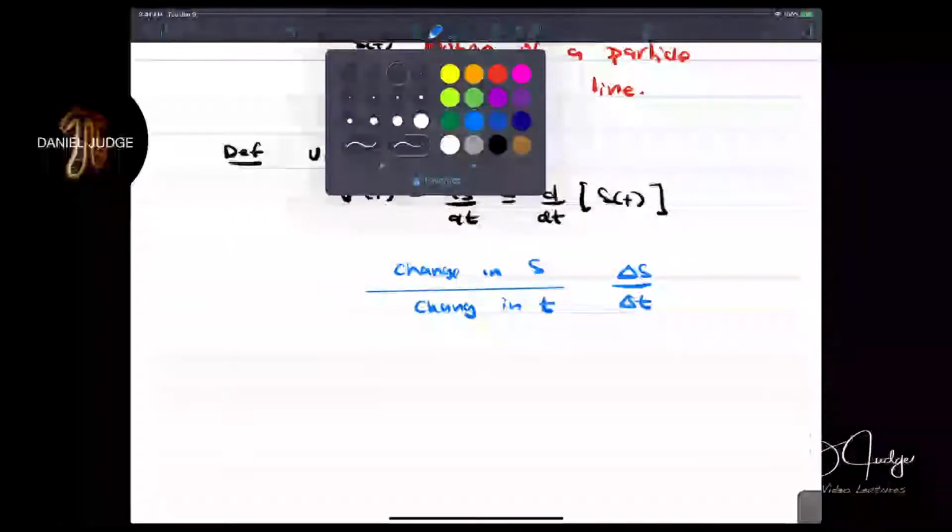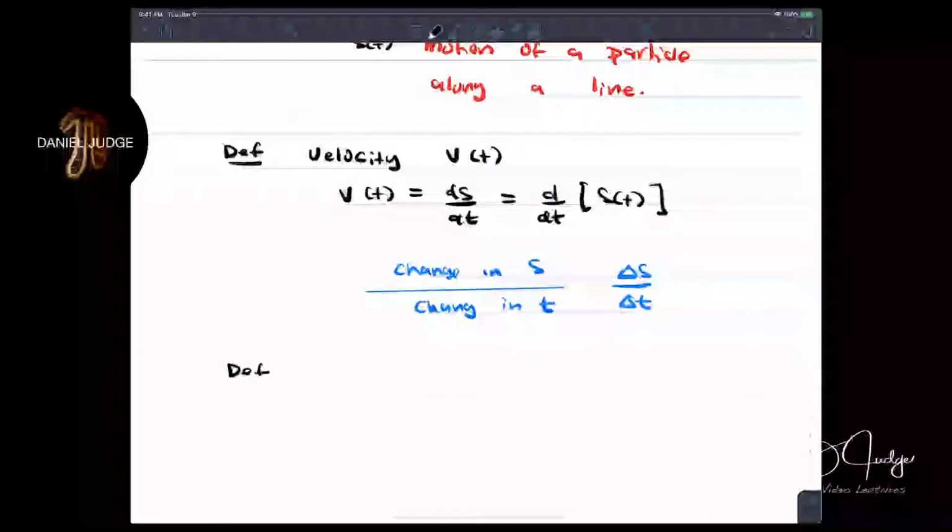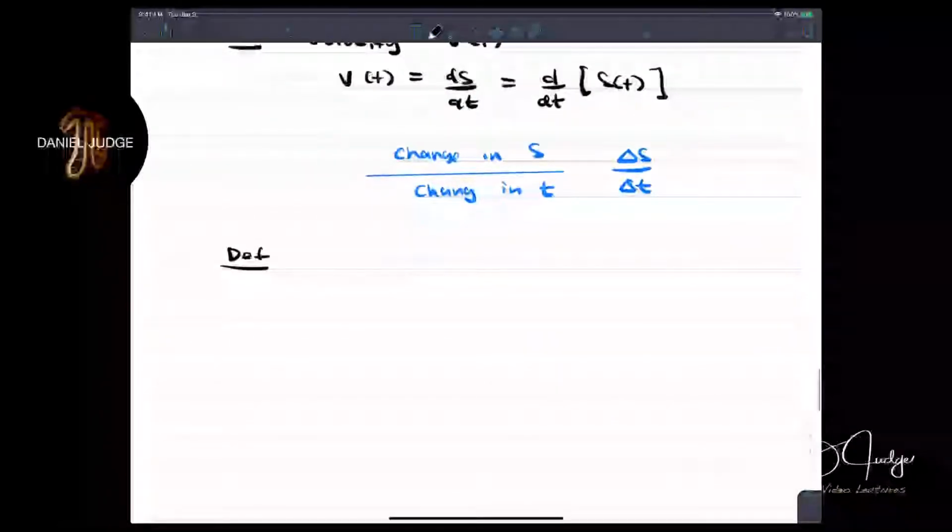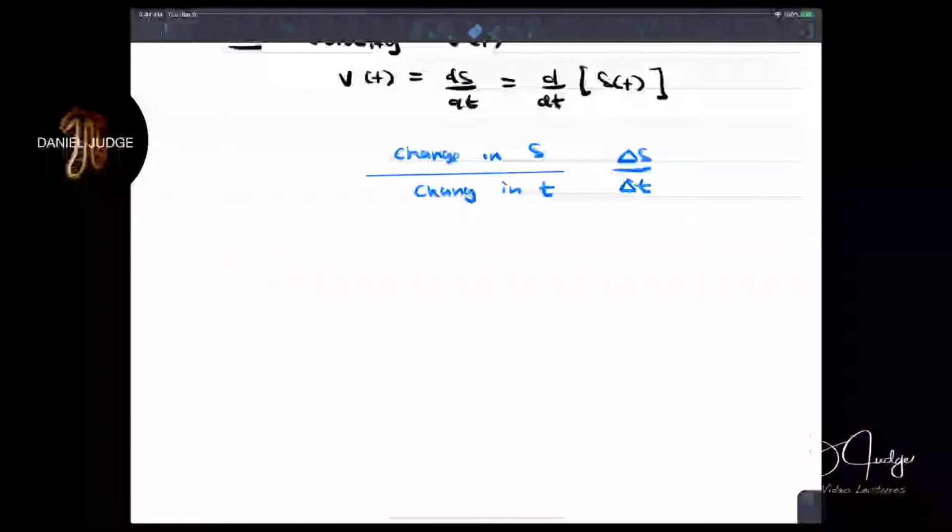Another definition. Well, I'm going to just make a remark. Let's say a note.